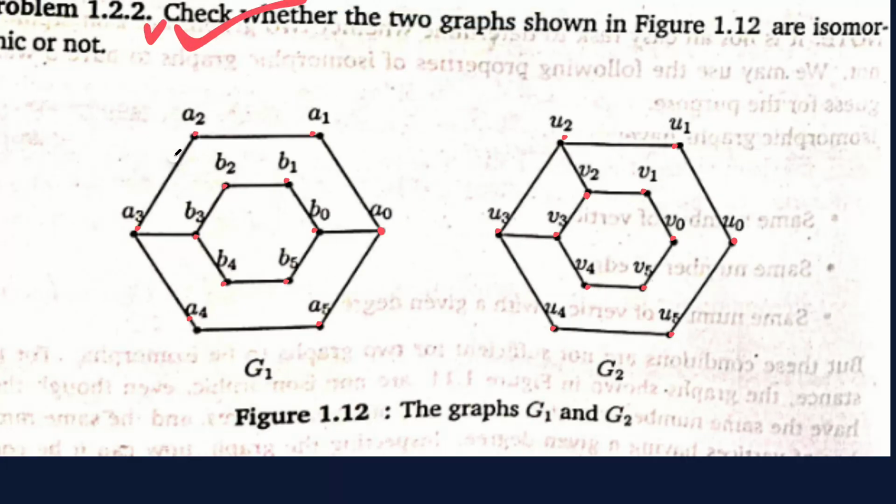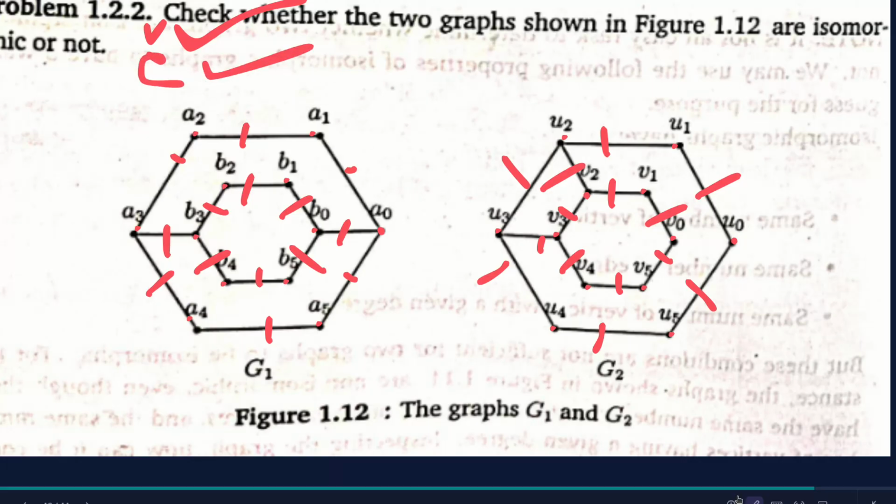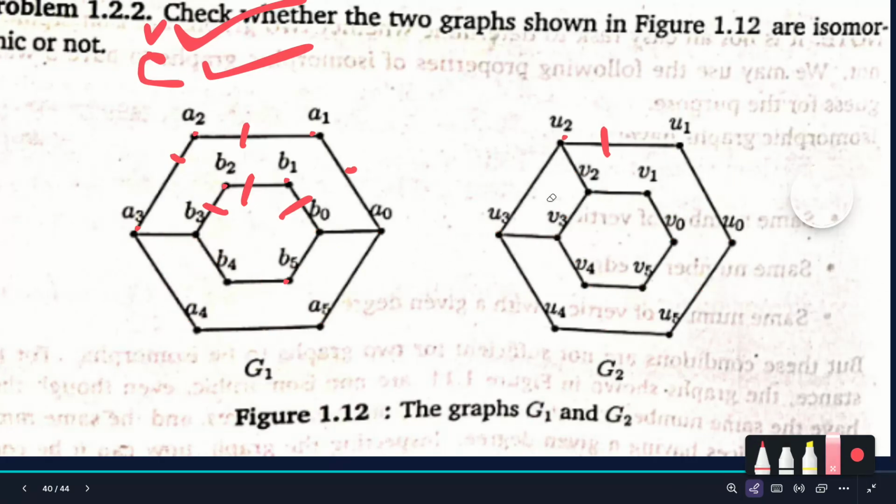Now the edges: there are 14. Here also there are 14. Both have the same number of edges. That condition is also satisfied here. Fine. So if that is the case, now check here.